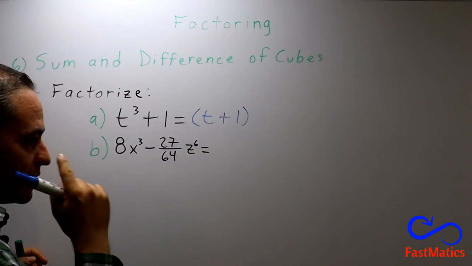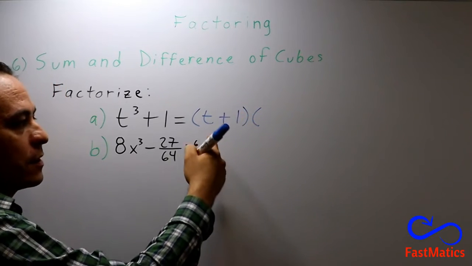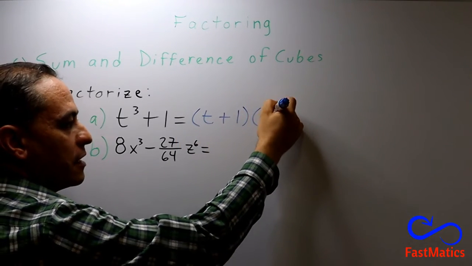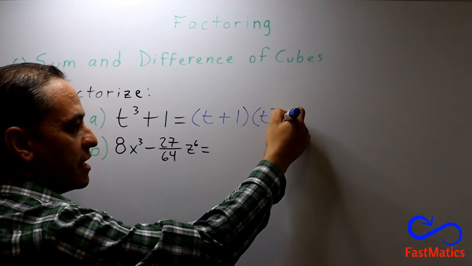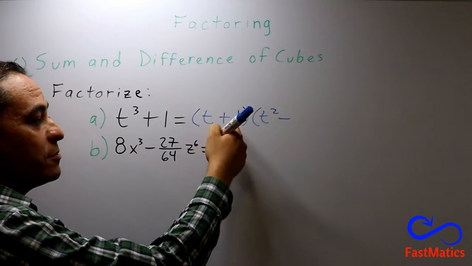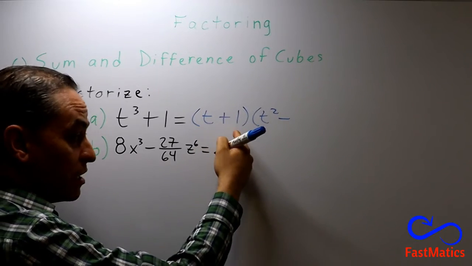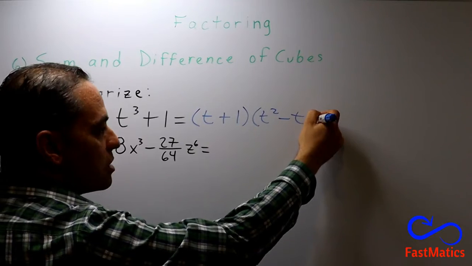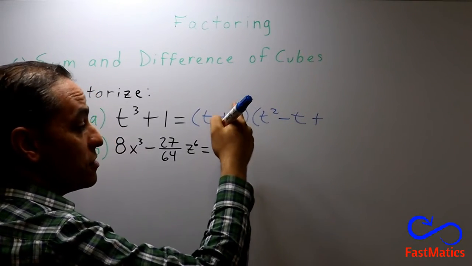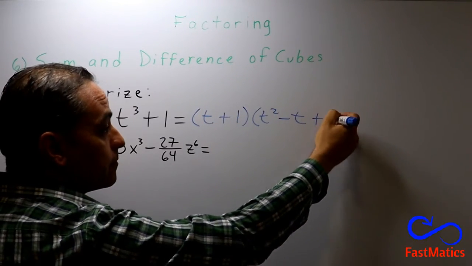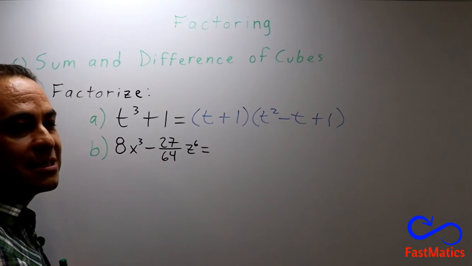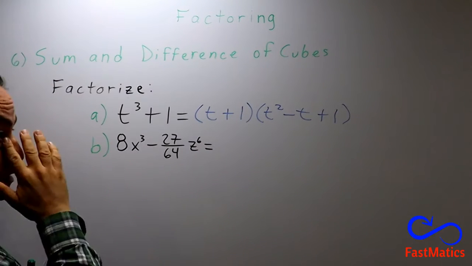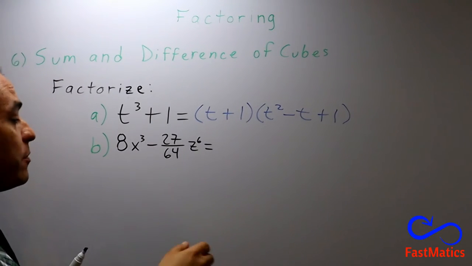Now, pay attention, we're going to write the first term squared, after that the opposite sign, after that the multiplication of both terms, t times 1, and finally plus, always plus, the second term squared. And that's it. Very, very easy if you memorize that rule. Now we pass to the second example.